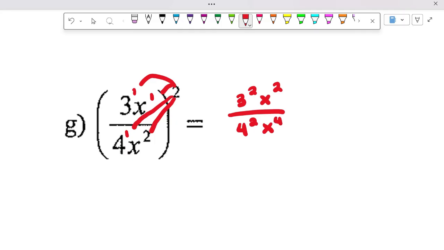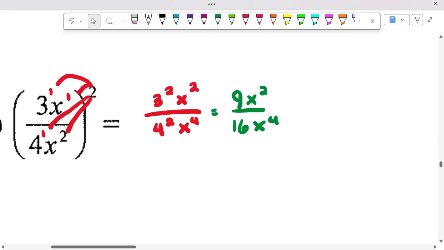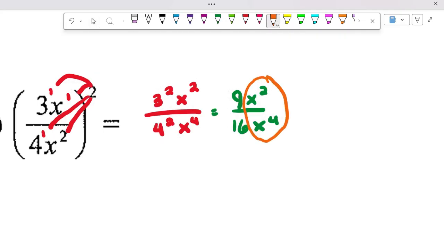All right. Now, got to do some simplifying. What's 3 squared? 9. So I have 9x squared over, what's 4 squared? 16x to the 4th. Now, am I done simplifying totally? No. What's the issue? I have a division right here. So I can do x to the 4 minus 2, because that's the bigger minus the small, which gives me x squared.